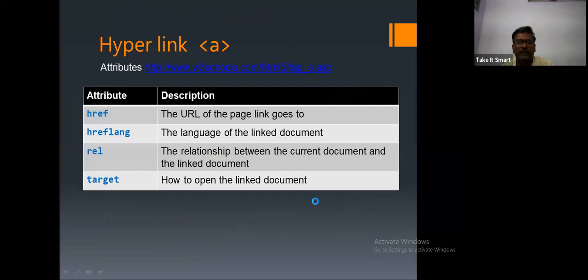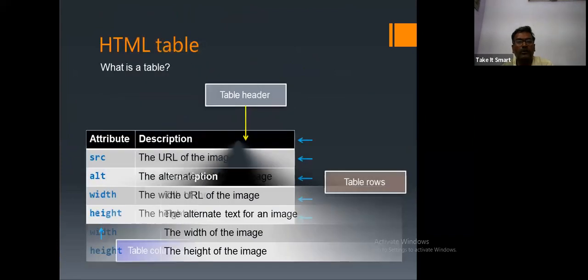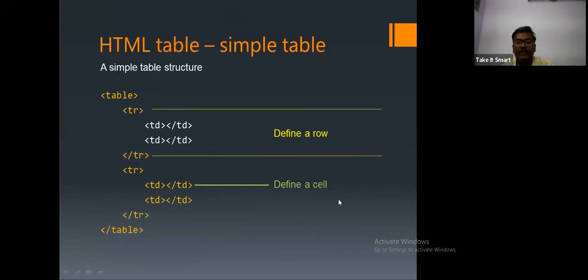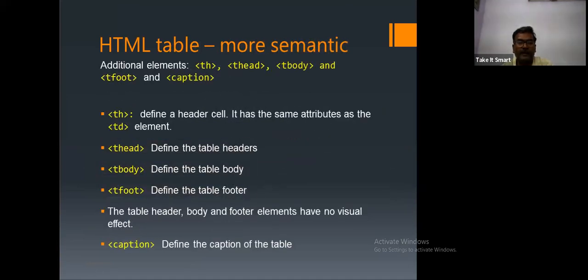So hyperlink we require to cover, image tag we require to use, and we require to create some tables here. Okay, so using the table tag, different tables. So in the table, thead, td, what is the use of thead, td we require to understand.